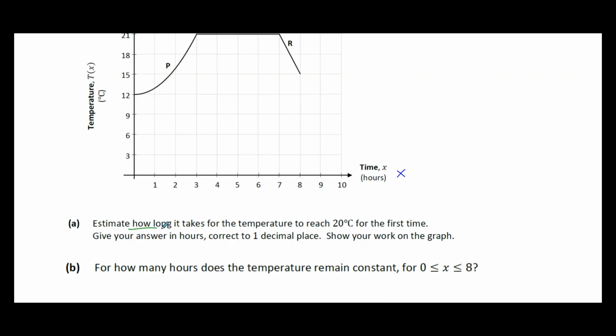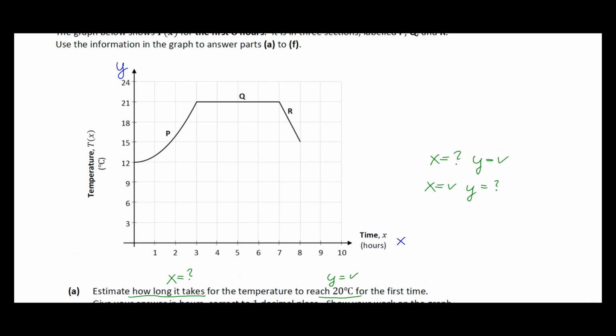When they are saying how long it takes, they are looking for time, isn't it? So in our function, in a question with function, it's usually like that. They either look for the value of x, therefore they give us the value of y, or the other way around. They will give us the value of x and we will be looking for the value of y. So here, how long it takes means they are asking about time, therefore they must have given us the value of y. And yes, they are saying when temperature, which is y, will be 20. And we have to show our work on the graph.